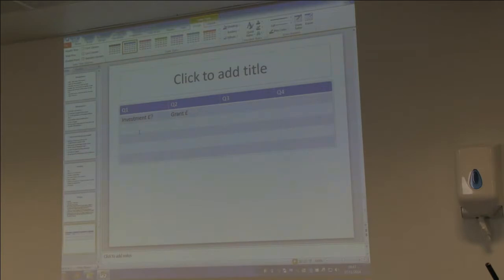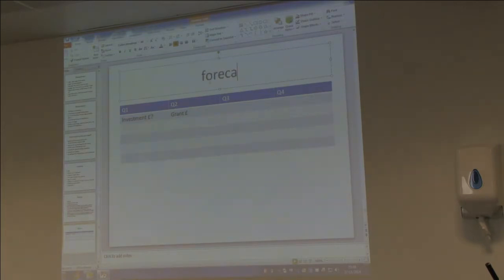Now you would have 2 columns here, right? So you would have the investment in one column and then the amount. You'd split that. But since we don't know what the amounts are at the moment, I'm just giving you an outline of what your spreadsheet is, this is your forecasting spreadsheet.